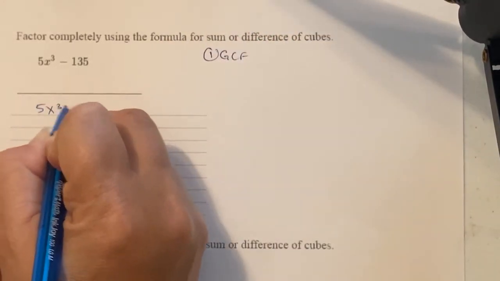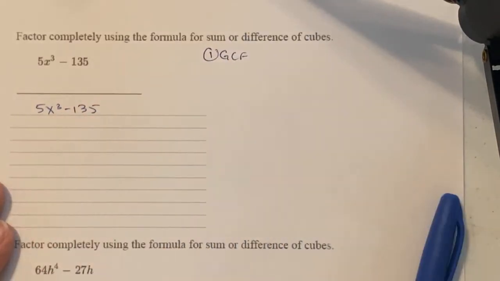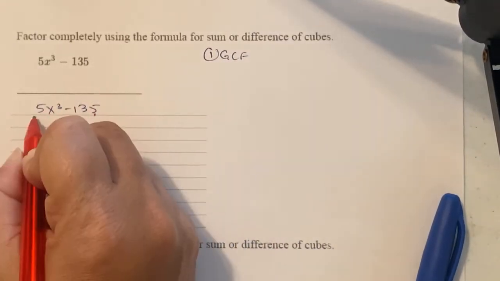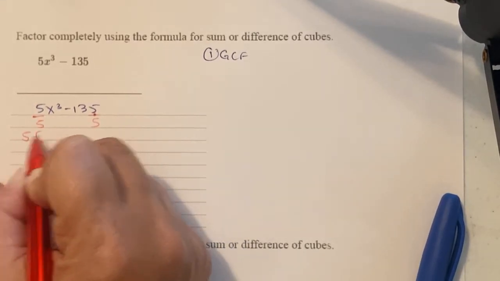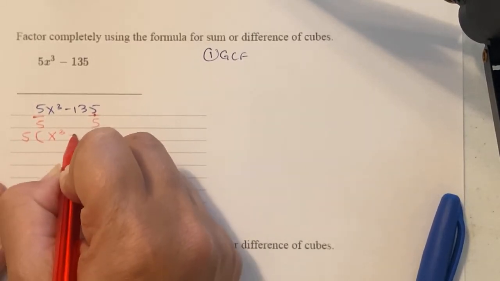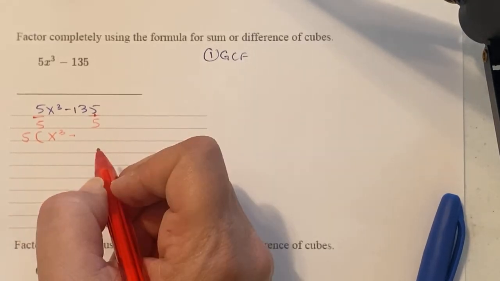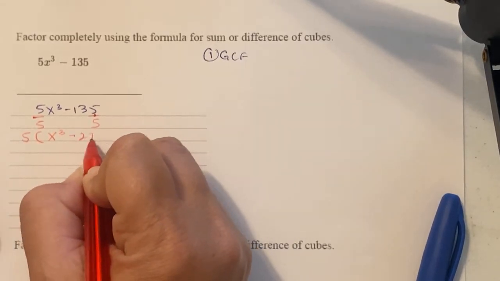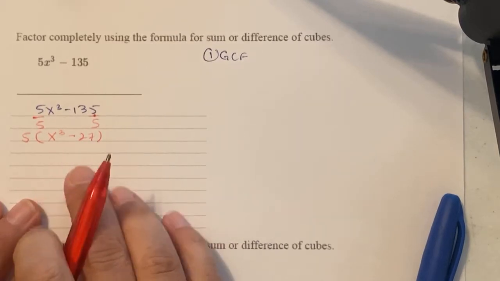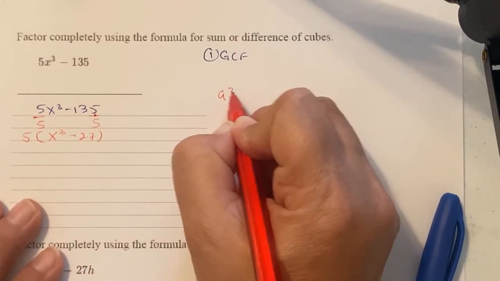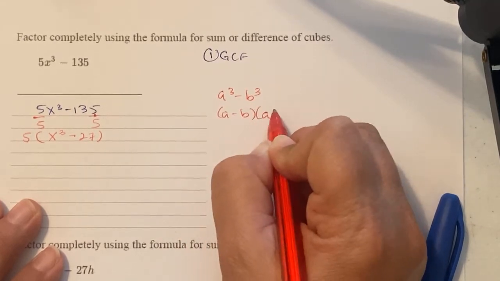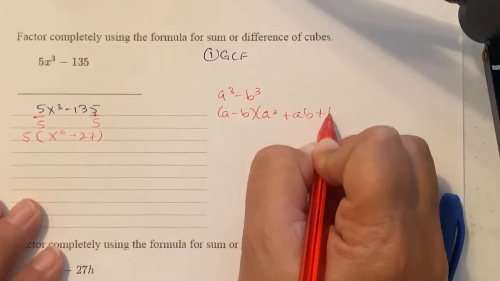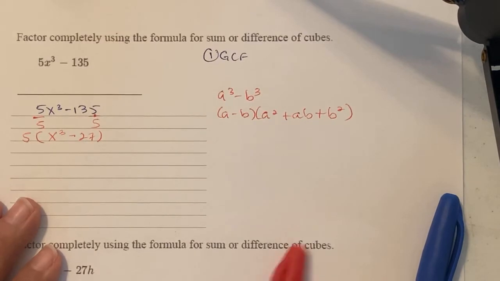So 5x cubed minus 135. Since this ends in 5, it means they're both divisible by 5, which means 5 factors out. So you get 5 on the outside, x cubed minus 27 on the inside. So remember, now this is a difference one. The a cubed minus b cubed situation is a minus b, a squared plus ab plus b squared.